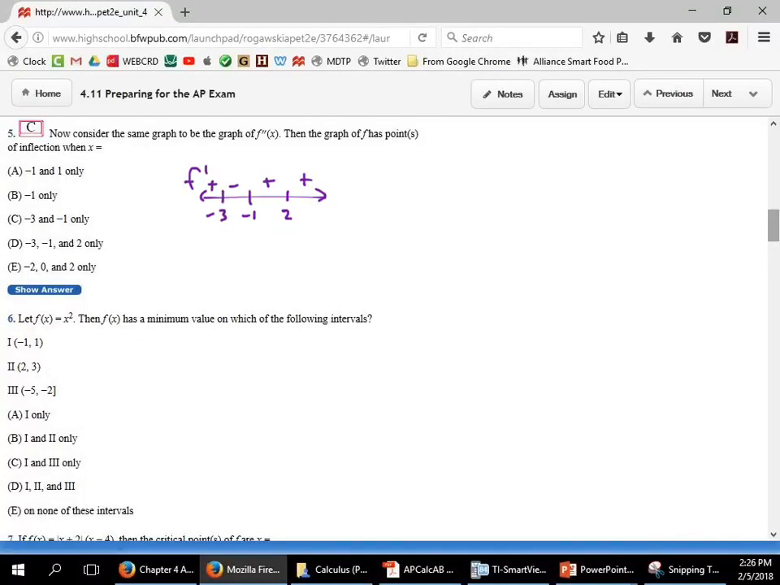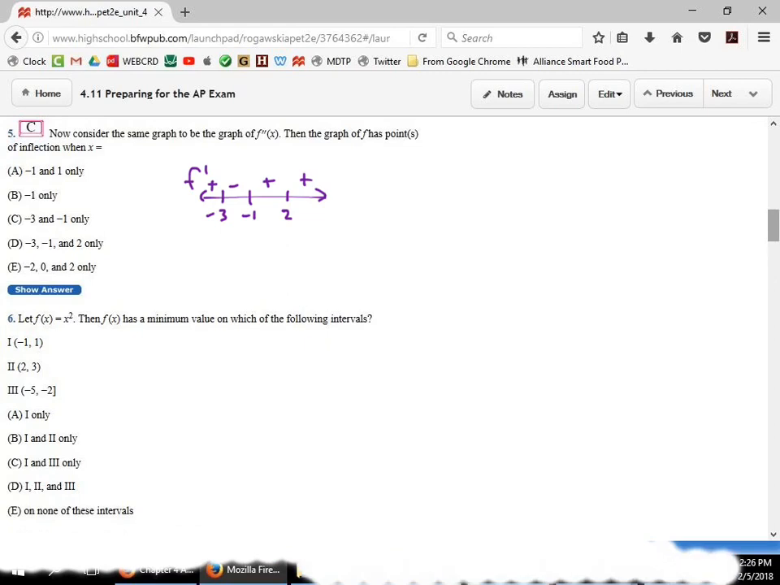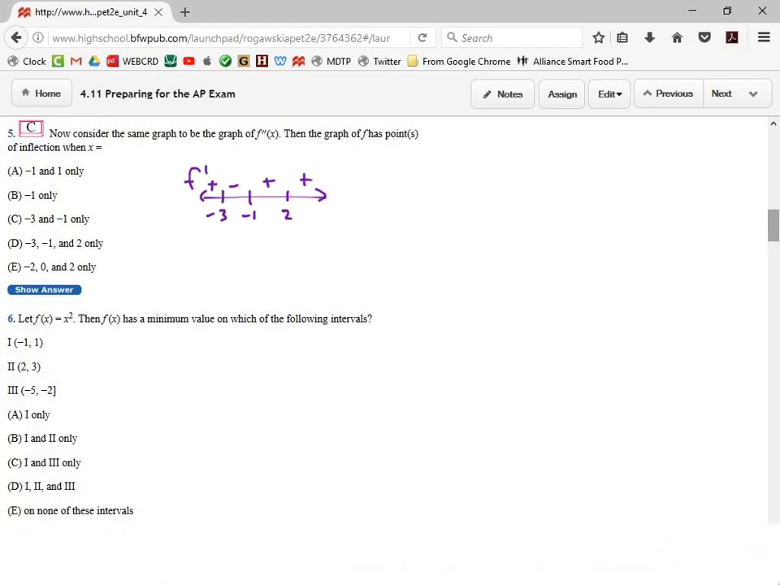Cool. Looks like number 5 is also using the same graph, but they renamed the graph. Instead of the graph being f prime, it is now f double prime. So I pulled out my sine line graph that I created for number 3 and 4. If you want to see how I made that, go back and watch that.